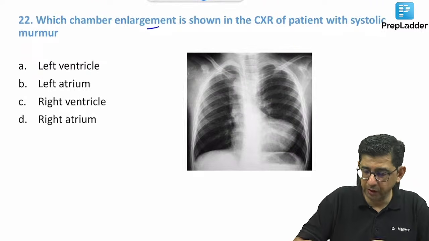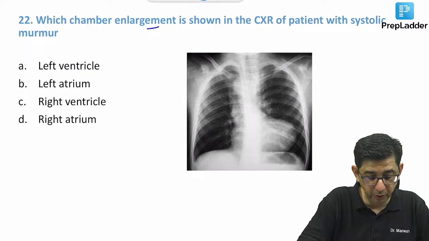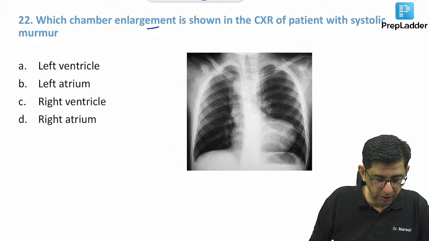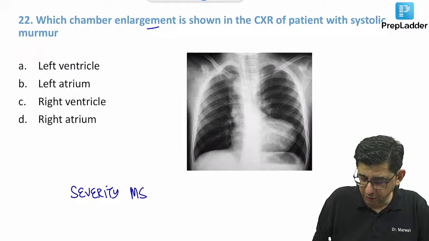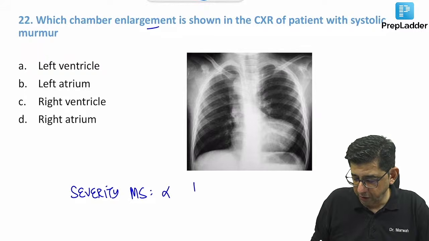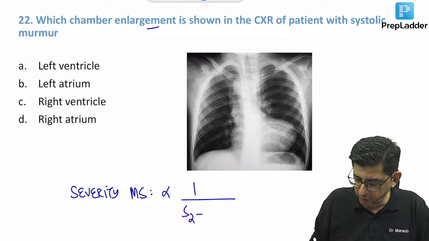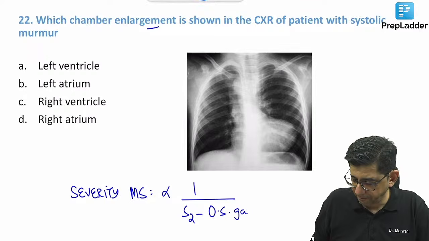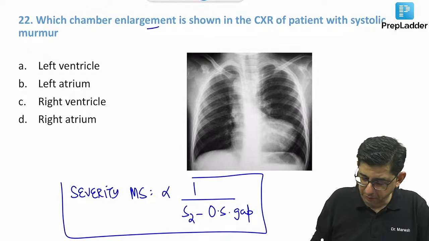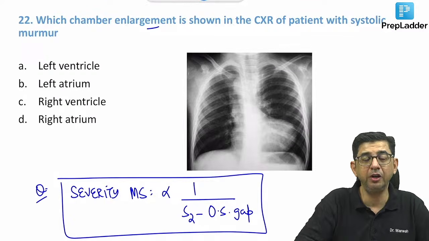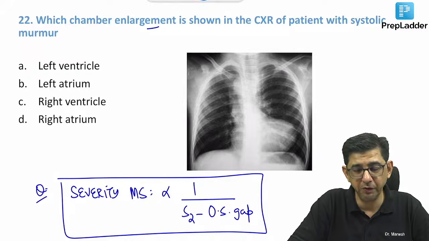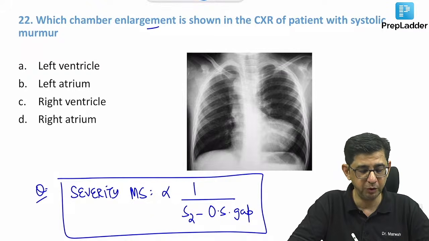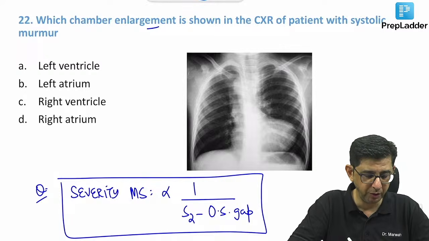Which chamber enlargement is shown in the X-ray of this patient? Okay, so I'll just write down the severity of this. I think this was an FMG exam question last time. I've discussed it in the recall session, but anyway, severity of mitral stenosis is inversely related to the S2 and opening snap gap. There's an inverse relation. This was the basis of the question that was asked in FMG last time. The distance between the S2 and the opening snap becomes lesser as the severity of mitral stenosis becomes much more severe, because the duration of the murmur will increase.